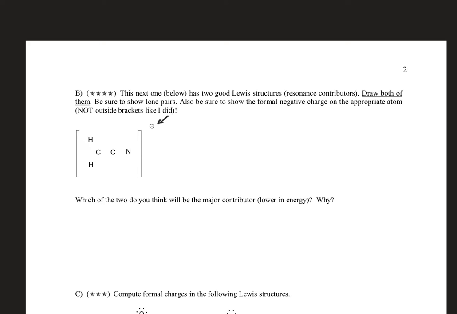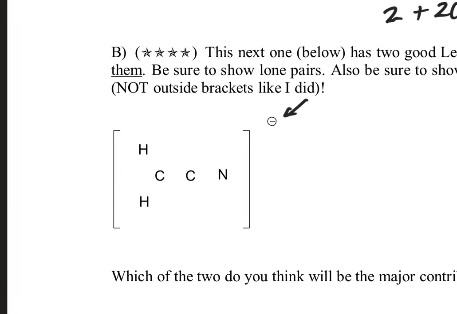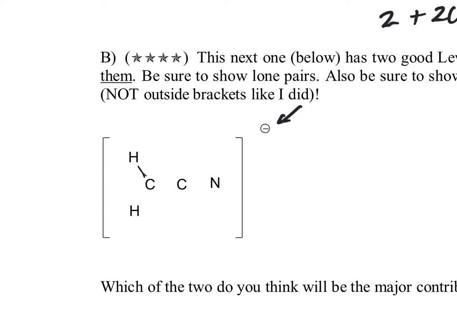So we have 2 hydrogens, 2 carbons, and a nitrogen. There's 2 plus 2 times 4 plus 5 electrons here. And a negative charge of 1, so we're adding 1 more electron. So we get 2 plus 8 plus 6 is 16 electrons. Just keep that in mind. Connect everything together with single bonds first.